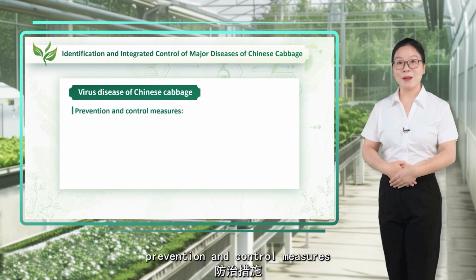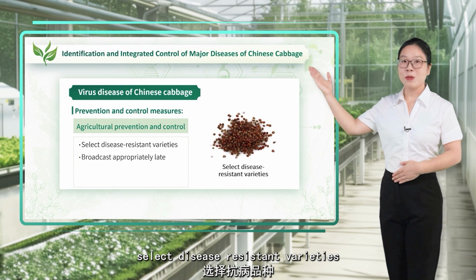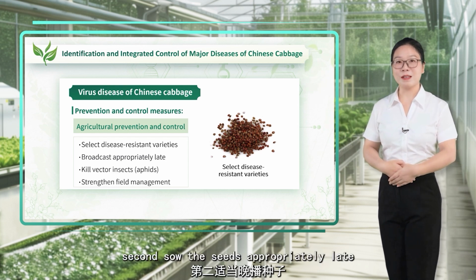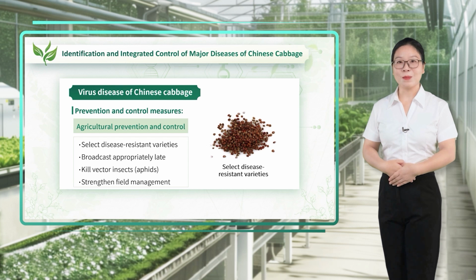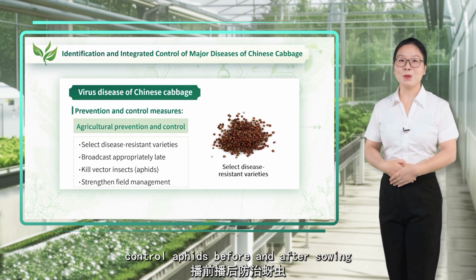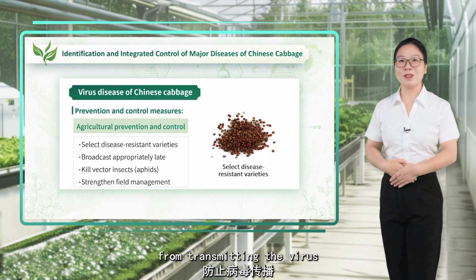Prevention and control measures. First, select disease-resistant varieties. Second, sow the seeds appropriately late. Third, kill the vector insects. Control aphids before and after sowing and before and after transplanting to prevent aphids from transmitting the virus.